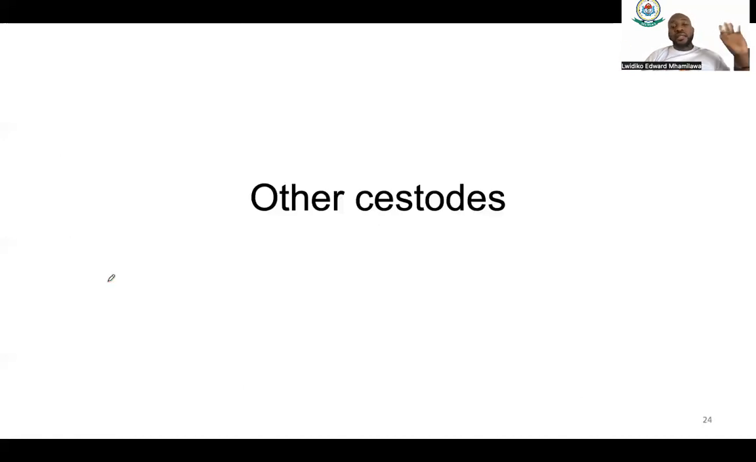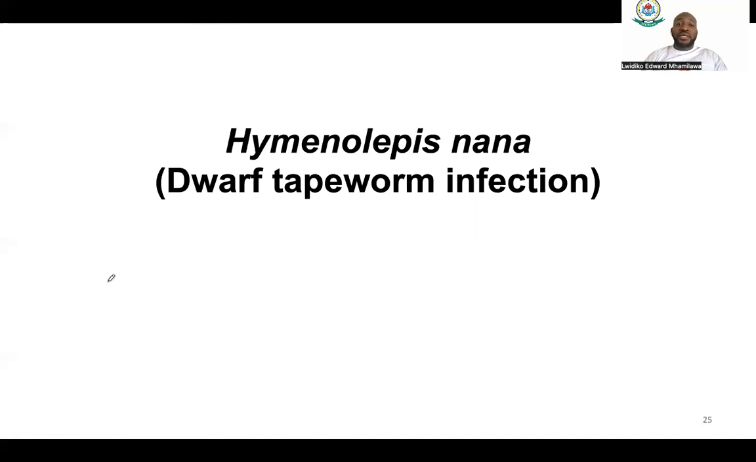Great, so those are the cestodes of major importance. And now we're going to talk a little bit about the other cestodes, of minor importance. So we'll start with the dwarf tapeworm infection, which is also known as Hymenolepis nana.